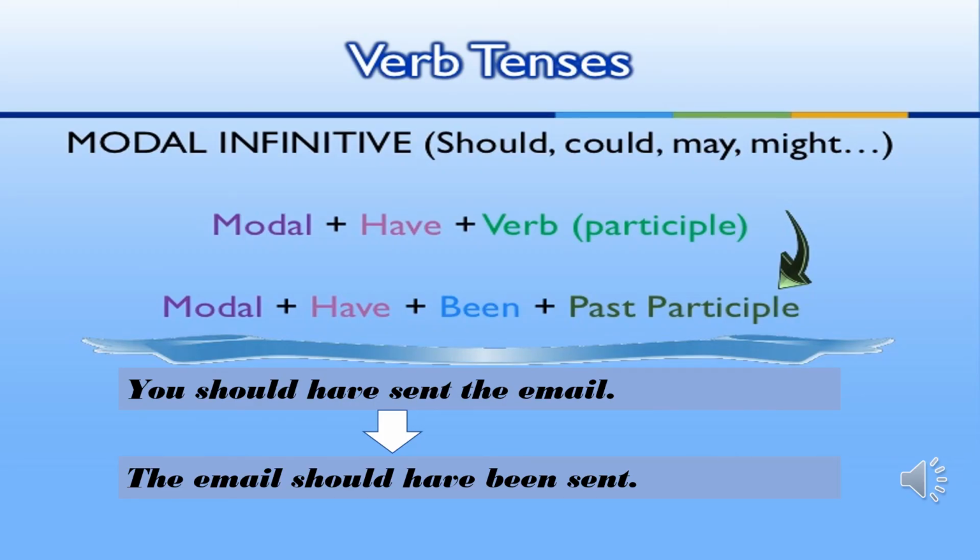If the modal verb you have in your sentence is a perfect modal, meaning that it's followed by have plus past participle, in that case, when we change the sentence into passive, it will be the modal verb plus have, then been plus past participle. So if my sentence is, you should have sent the email, then if we change into passive, it will be, the email should have been sent.